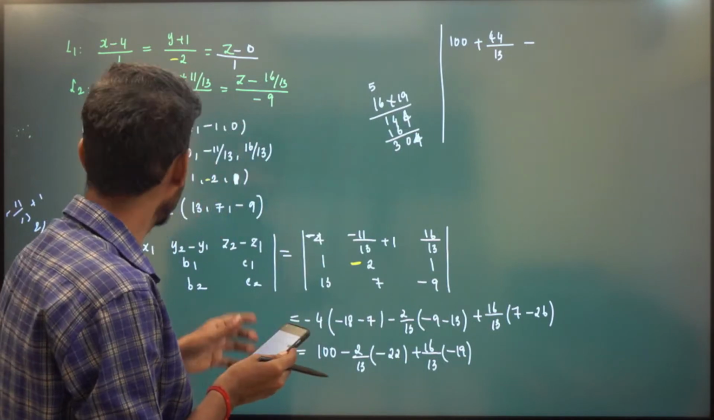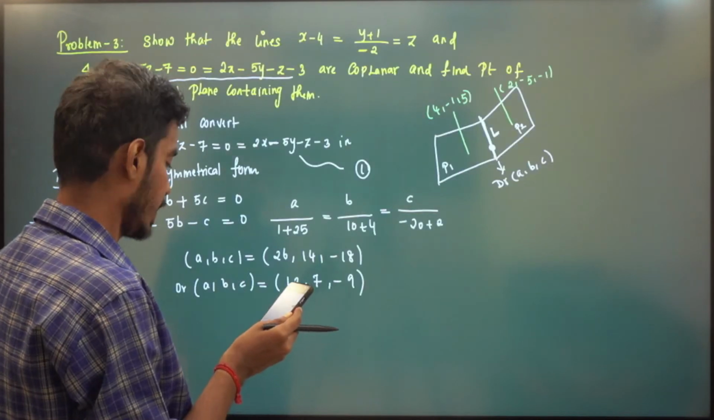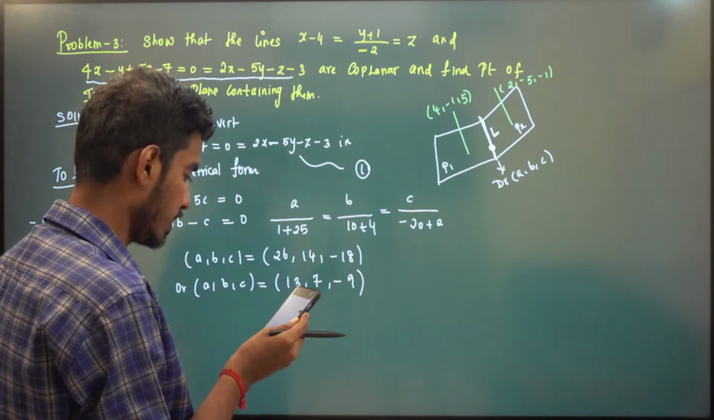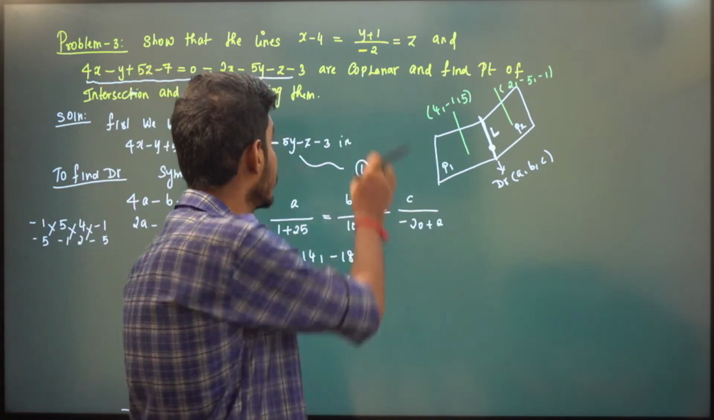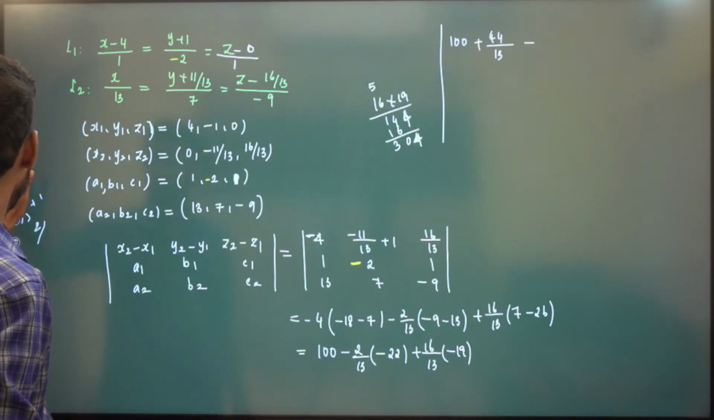X minus 4, y plus 1 by minus 2, z, 4x minus y plus 5z minus 7, 2x minus 5y minus z minus 3. Yes, sorry, the question is minus 2 here. Okay. Now we will expand, we'll see what happens.